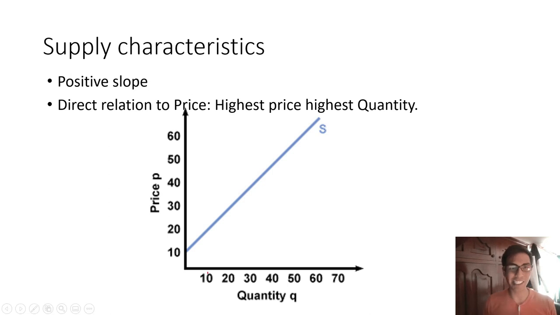Supply characteristics: positive slope, direct relation to price. Highest price, highest quantity. This is the other hand. If the price is high, more quantity. But why? Because we are thinking like a firm, like a business. If I am producing, I am making something to sell. If my price is high, it is good for my company. But if the price is low, it's not good for my company. We want to receive high incomes.